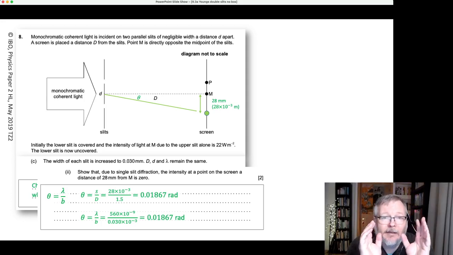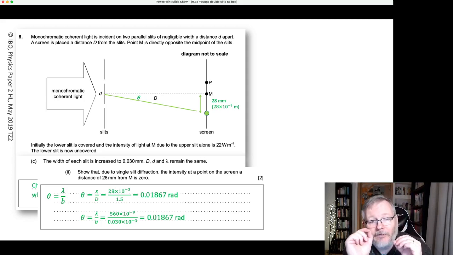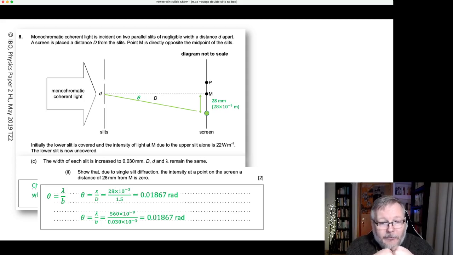We can also calculate what the angle should be to the first minimum, which is theta equals lambda over b. Don't forget, in that equation, theta is the angle to the first minimum, lambda is the wavelength of light, and b is the width of the slit. The wavelength of light we were given earlier, 560 times 10 to the minus 9. In fact, you had to work that out, didn't you? So if you'd got that wrong, there would be error carried forward, but hopefully you didn't get it wrong. We'll divide that by the slit width, 0.030 times 10 to the minus 3. Again, make sure everything is in consistent units, and you'll see that that equals 0.01867 radians.